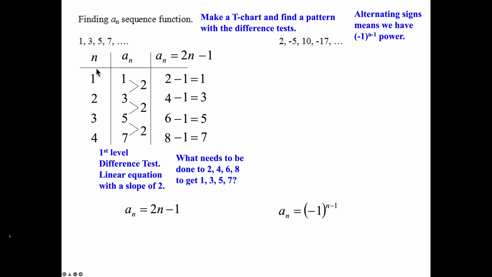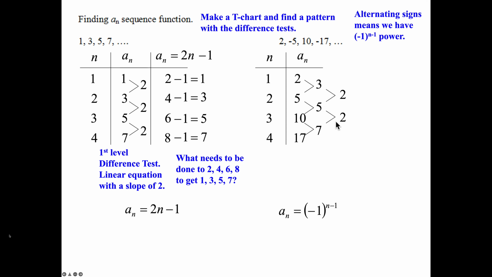Now make your t-chart. N equals 1, 2, 3, 4 again. A sub n is 2, 5, 10, 17. So I start doing my difference test. 2 to 5, positive 3. 5 to 10, 5. 10 to 17, added 7. This is not linear. These are not the same. So you do the difference test again. 2, 2. Difference test number 2 is second level, which means it's a quadratic function.